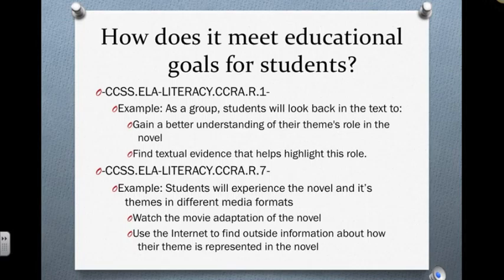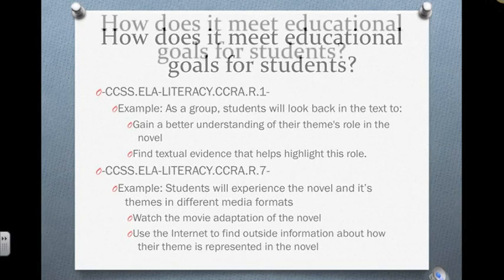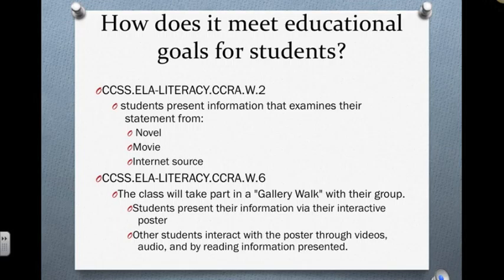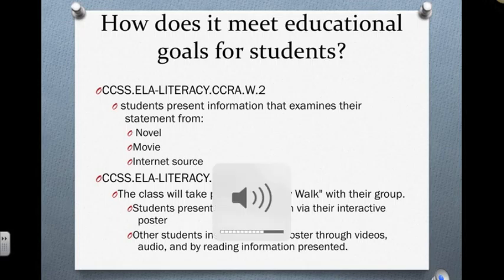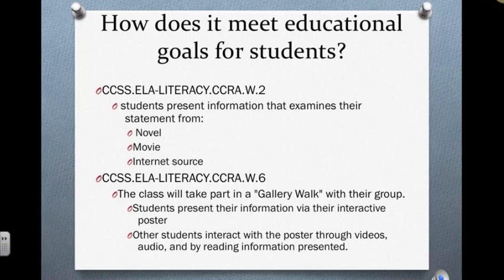For Reading Standard 7, this activity meets this standard in spades. Students will be able to re-experience the story when the class watches the movie adaptation of Susan Collins' renowned story. Also, students will conduct research online that will expose them to information about their topic in different media formats and styles. For Anchor Writing Standard Number 2, the group of students need to present and examine information from the text, movies, and an outside internet source in order to show the theme's role in the story. For Writing Standard 6, students present the information via the interactive poster. Other students will be able to interact with the posters in order to learn more about the topic discussed through audio, video, and reading information presented.